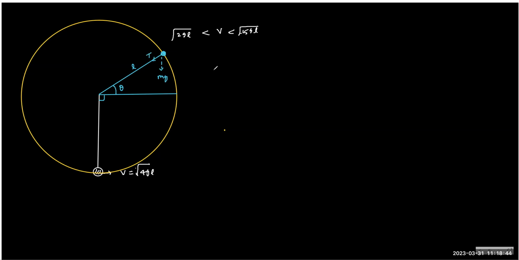So what are the laws of motion in general at this point? How to write the laws of motion? We can write net force to the center equals mv square by r. The tangential equation is not required, but if you want, you can also write F_t equals m a_t. But that is not required.